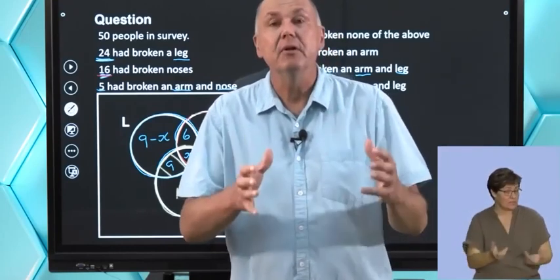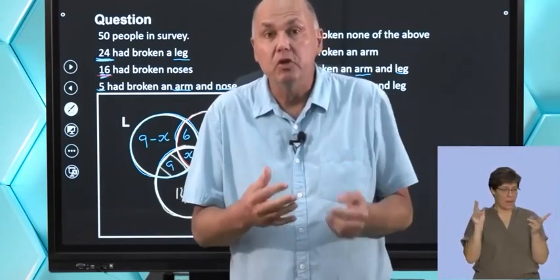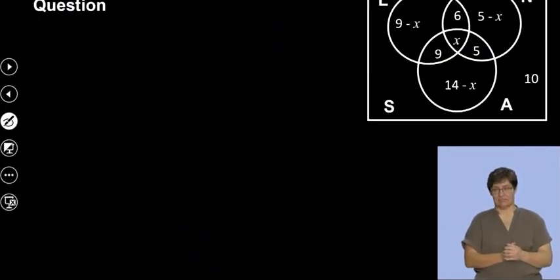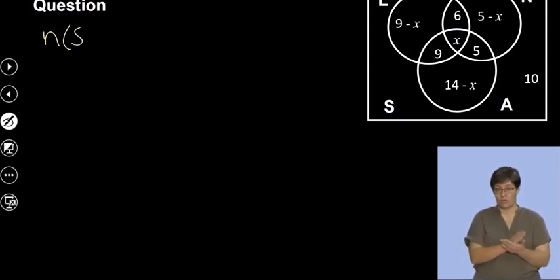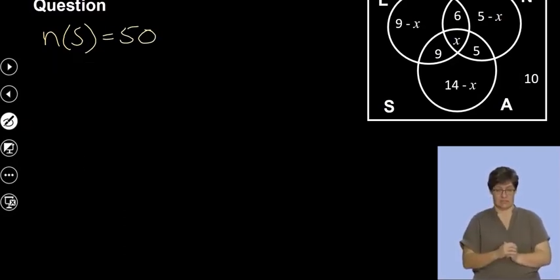Well, it's a simple arithmetic problem. In fact, we just have to add everything up and make sure that we get an answer. So let's give ourselves some space, and here we go. I've replicated the answer that I've drawn on the board and put it into this arrangement over here. The only thing I need to make sure I also recognize is that the number in the sample space is 50. Okay? And if the number in the sample space is 50, I can start to add some equations together.